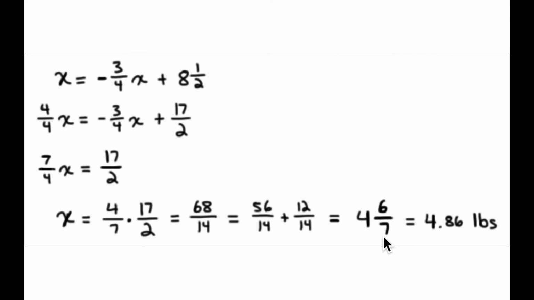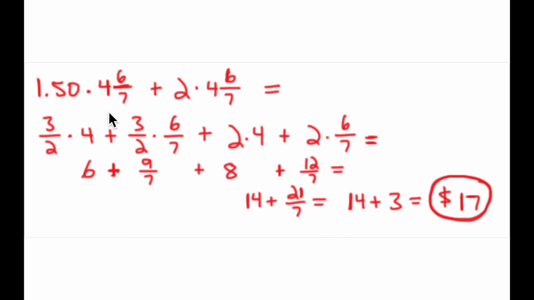So I'm going to take 4 and 6/7 pounds of each and plug them into this equation. So this is $1.50 times 4 and 6/7 pounds for the zucchini, and $2 times 4 and 6/7 pounds for the broccoli. I'm going to use the distributive property. I'm going to change this to 3/2. 3/2 times this 4 right here, and 3/2 times this 6/7, to make it easier to deal with that fraction. And at the same time, 2 times this 4 right here, and 2 times this 6/7 right here.